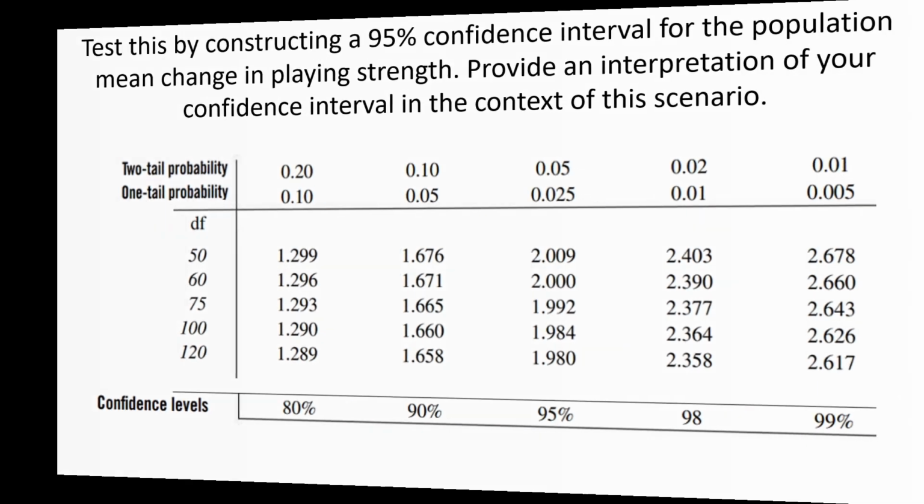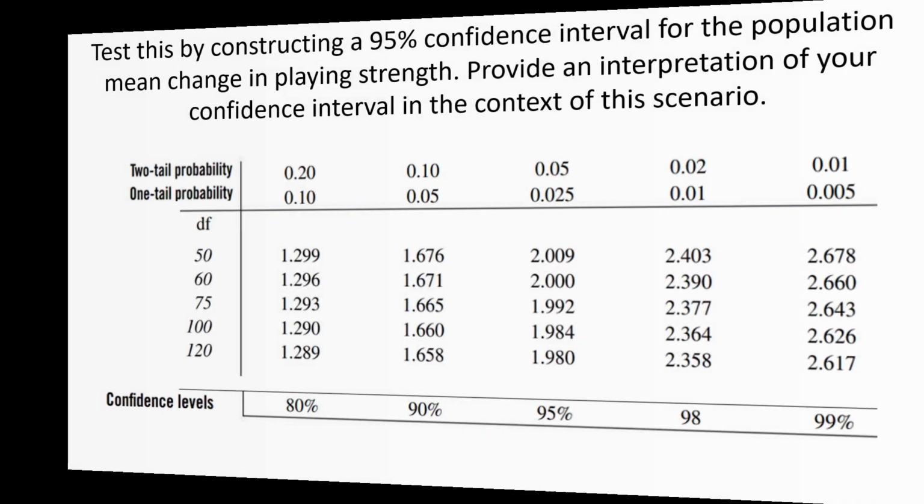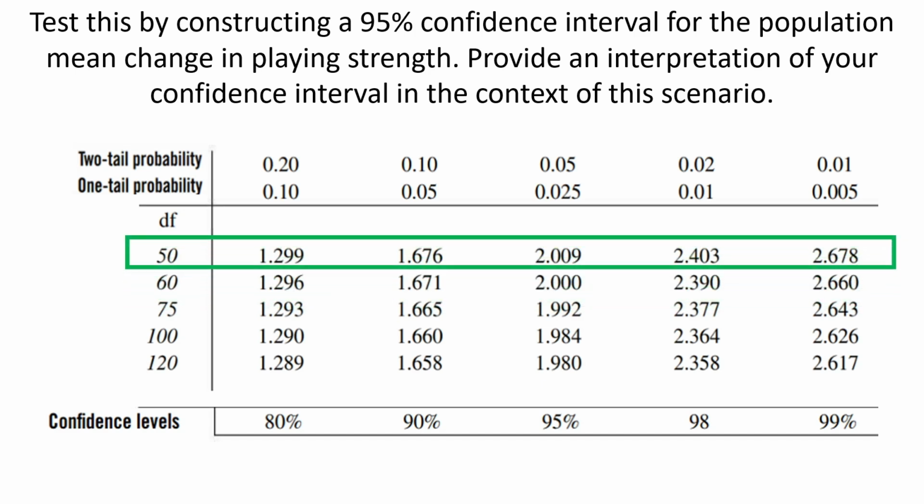Going back again to remind myself, what is the data size? Okay, we have 60 data points. So the degrees of freedom is 59. And the best we can do as an approximation using the t-table is to look at degrees of freedom 50. And so for a 95% interval, the critical value is 2.009.